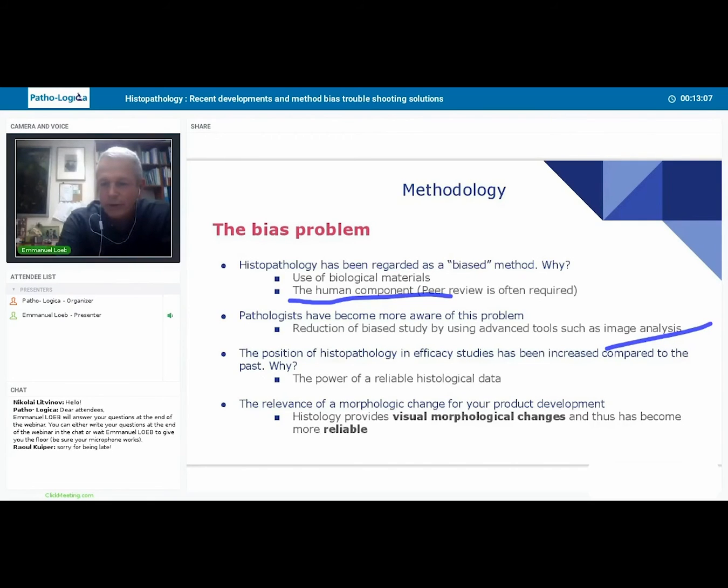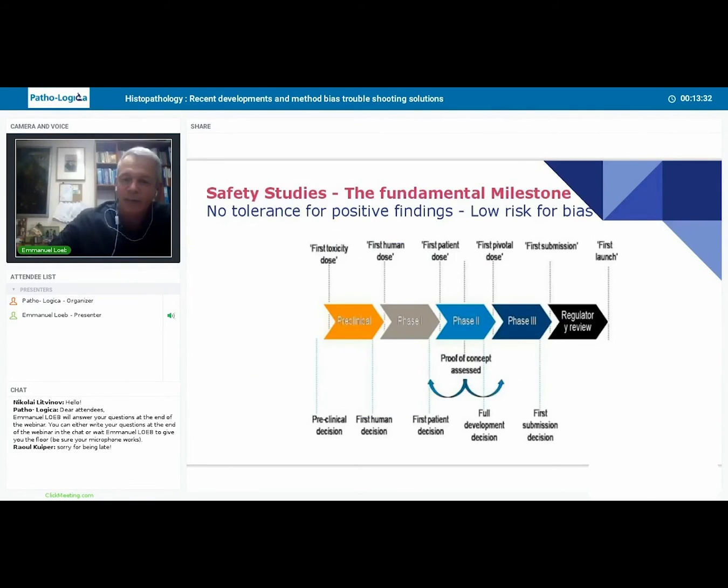The relevance of morphology for your product development. Here I mean that histology is giving us a visual morphological change, which no other tool can give us. Once it's more reliable, we can use it, and then more and more preclinical trials will use it as a number one tool.